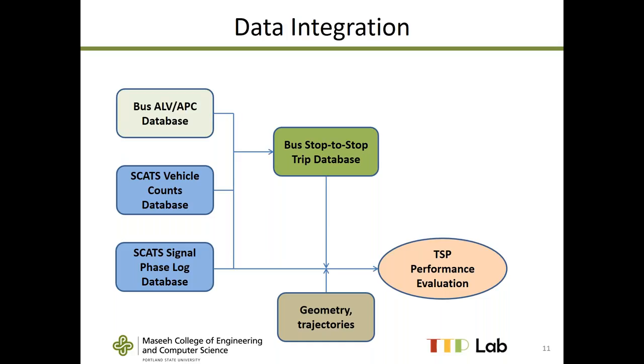And something that is very important too is that we're able to get very detailed, second and a tenth of a second level signal phase logs. So that means that we knew exactly, for each intersection, when the green phase started, when the green phase ended, when a TSP phase was granted, for how long, when it ended, when it started, and so on. So we're able to see everything that took place at the intersection in terms of signal phases and times.